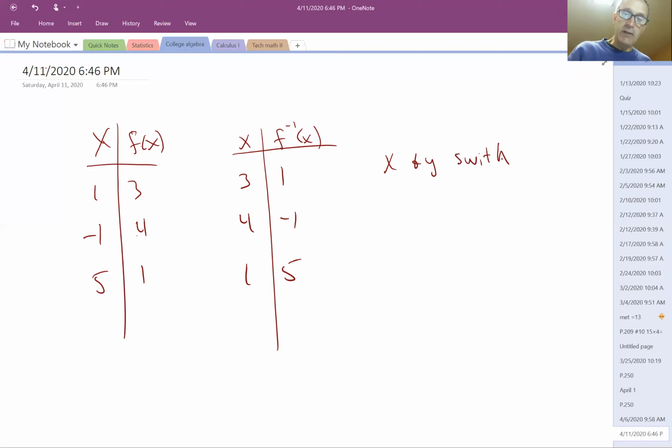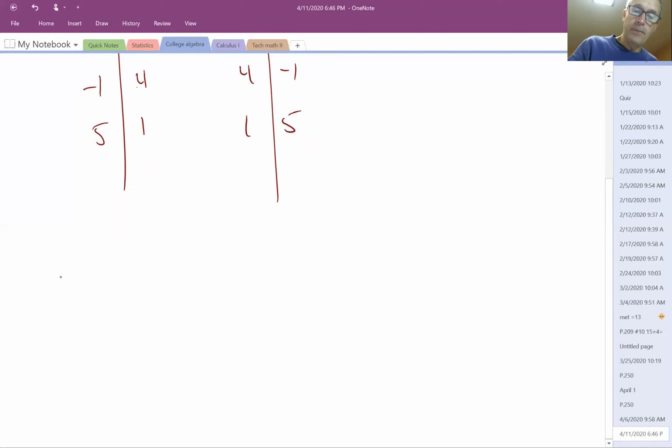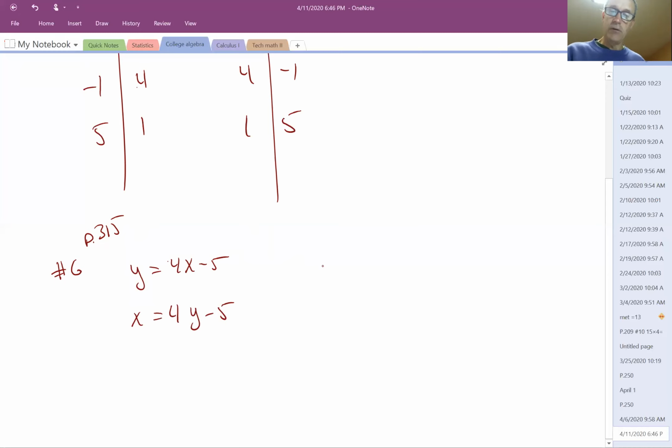So number 6, I'm on page 315. Number 6 says y equals 4x minus 5. The direction says find an equation of the inverse function. Oh, just switch x and y. The y becomes x and the x becomes y. We're done. That's the equation of the inverse.